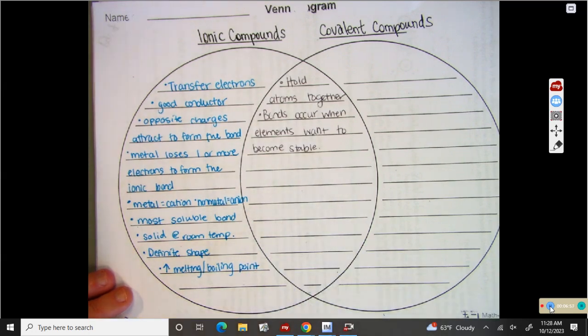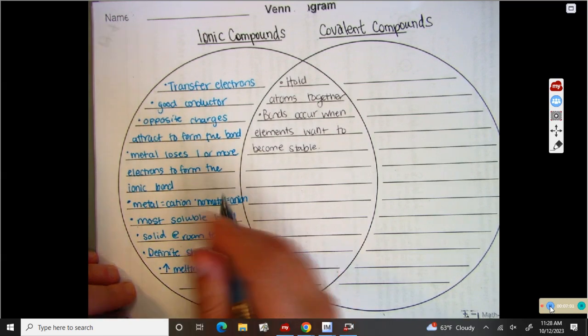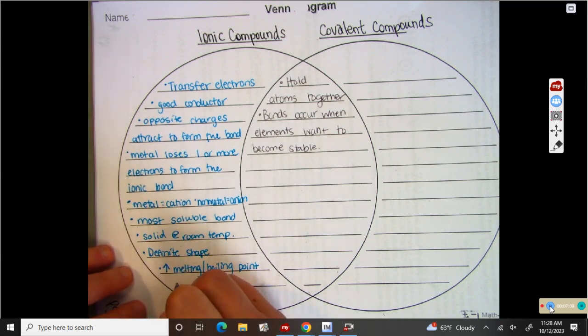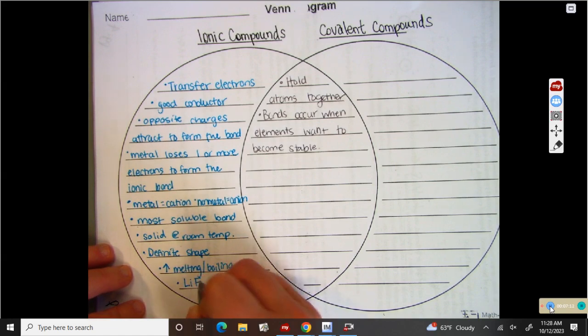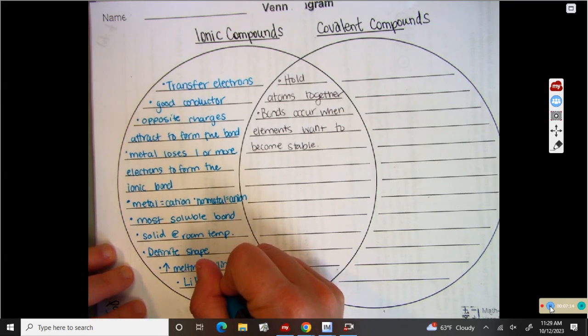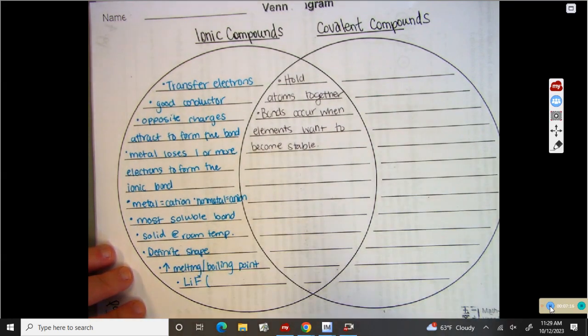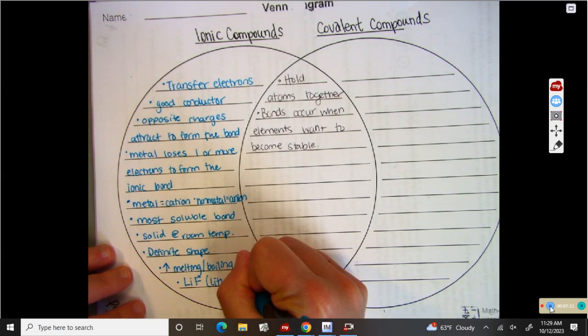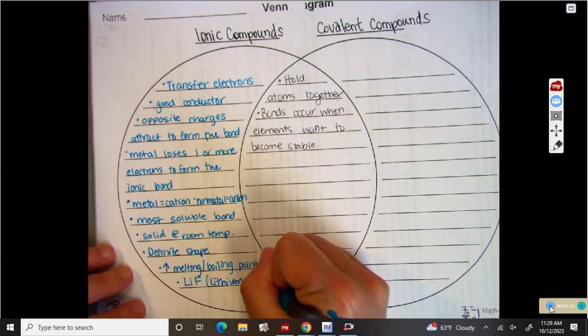All right, so an example of a metal bonding with a nonmetal, we know group 1 wants to lose 1 valence electron, and group 17 wants to gain 1 valence electron. So I'm going to put one of each. Lithium and fluorine. They bond together in a 1-to-1 ratio, since one wants to lose 1 electron and one wants to gain, to form lithium fluoride.